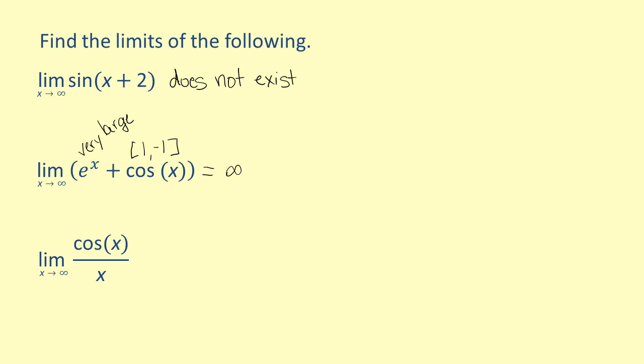Finally, let's look at the limit of cosine x over x as x approaches infinity. Like sine x, cosine x oscillates between -1 and 1, no matter how large x gets. And as x gets very large, the denominator of the expression will become very large. A fraction with a relatively small numerator and extremely large denominator approaches 0. Therefore, the limit is equal to 0.